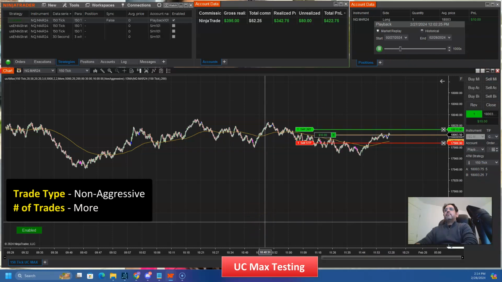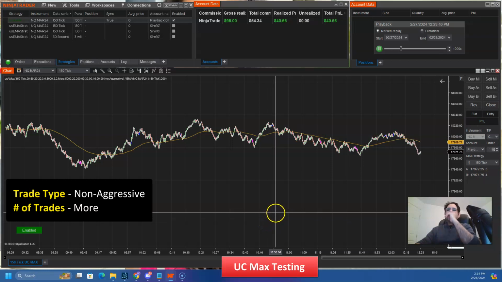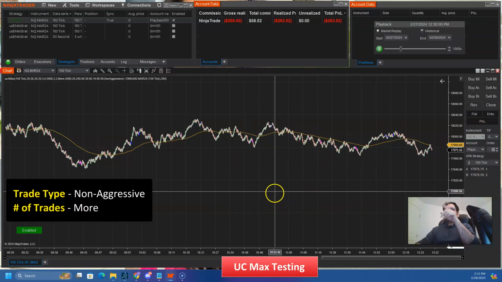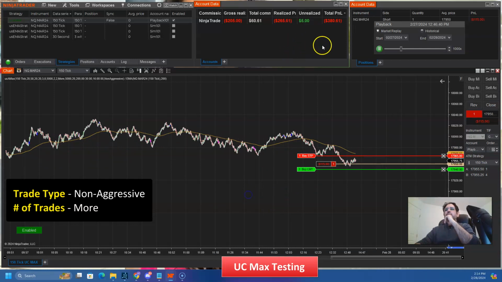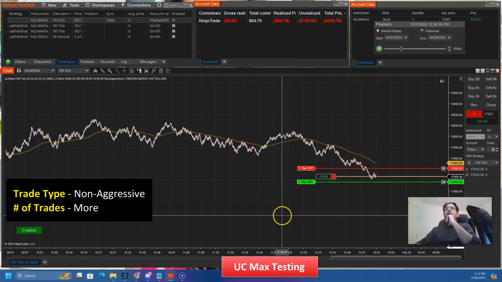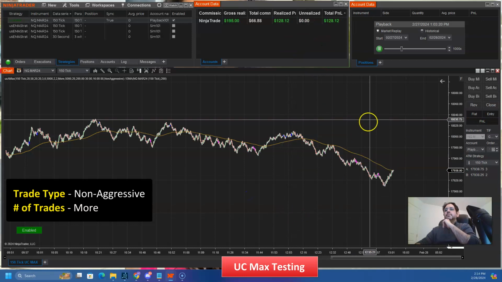Order filled. Sure, if I tweak the template based on how I was talking about keeping the stop loss really tight, I think we can improve the results. But for now, we'll just let it go.